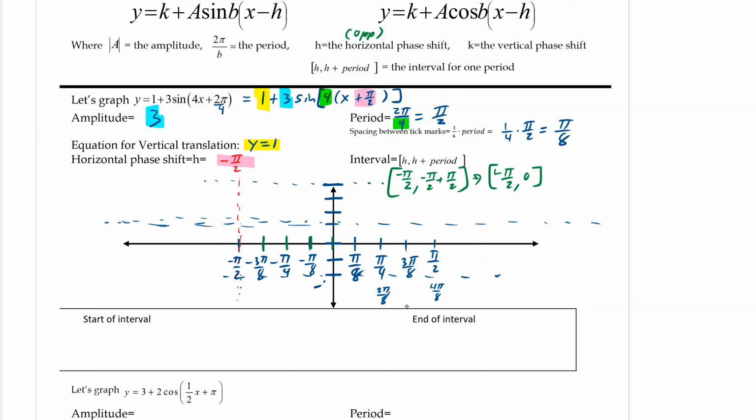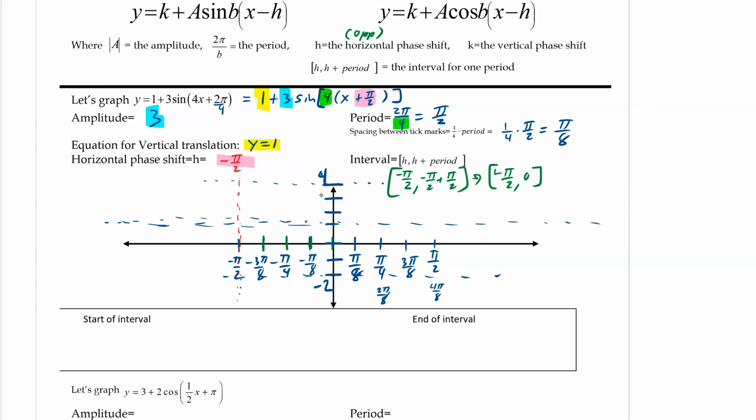So we're going to go from negative 2 all the way up to 1, 2, 3, 4. If you look at these, they tell you what the amplitude, what the range is. So we're going to go from 1, up 3, so up to 4. And then from 1, you're going to subtract 3, so negative 2. So our range would be from negative 2 to 4.